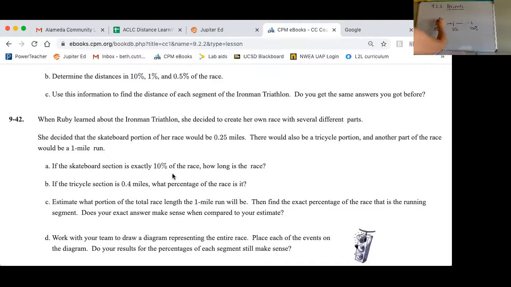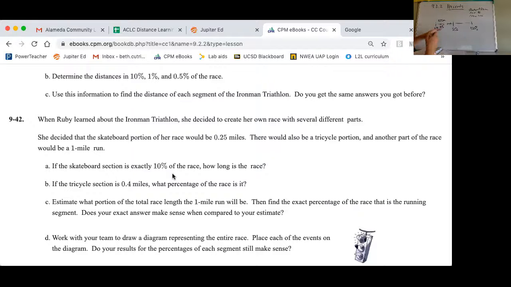And I know this is 0.25 miles because they told us. So these are both given. Another part of the race would be a mile run. So we have skate, trike, and run. And we have 1 mile, 0.25 miles. And I think our tricycle is unknown. Should have probably made it T. Let's make it T just for fun. Tricycle.